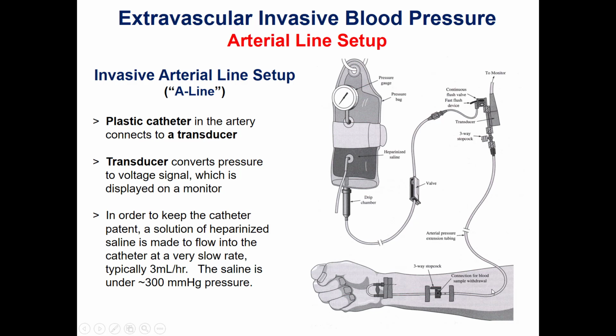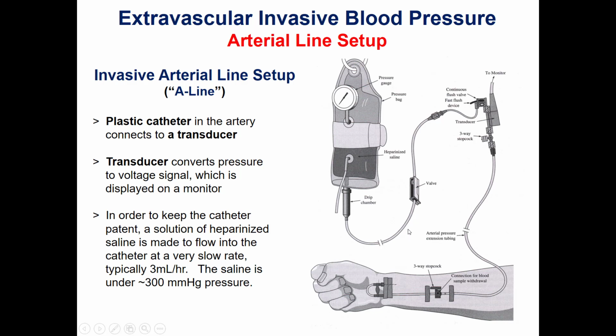Then this line will, as we said before, have the hyperionized saline, which is put in a pressure bag, and we have a pressure gauge to read the pressure. The pressure inside this hyperionized saline bag should be around 300 millimeters of mercury, and it creates a slow flow rate of around 3 milliliters per hour.